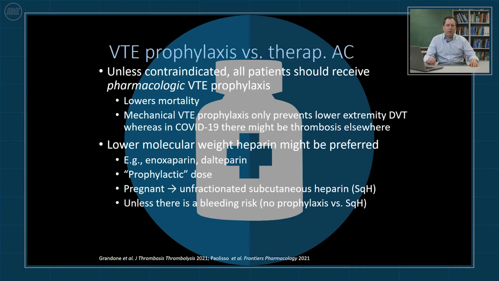Unless contraindicated, all patients should receive pharmacologic VTE prophylaxis because it has been shown in several smaller studies that it lowers mortality. Mechanical VTE prophylaxis only prevents lower extremity deep vein thrombosis, whereas in COVID-19, patients might develop thrombosis directly in the lungs, microemboli in the lungs. Low molecular weight heparin might be preferred, and currently there's no clear evidence that therapeutic anticoagulation provides an additional benefit great enough to outweigh the risks.